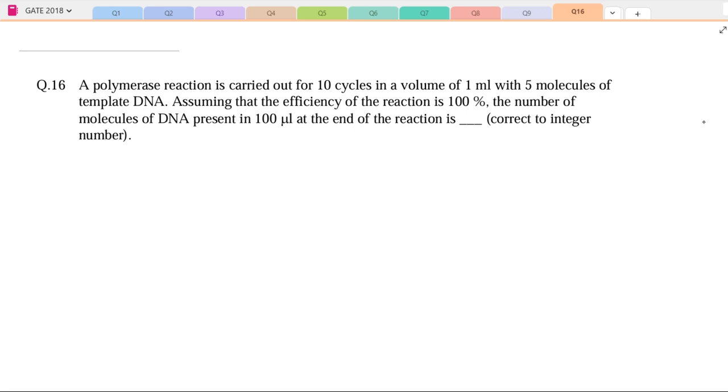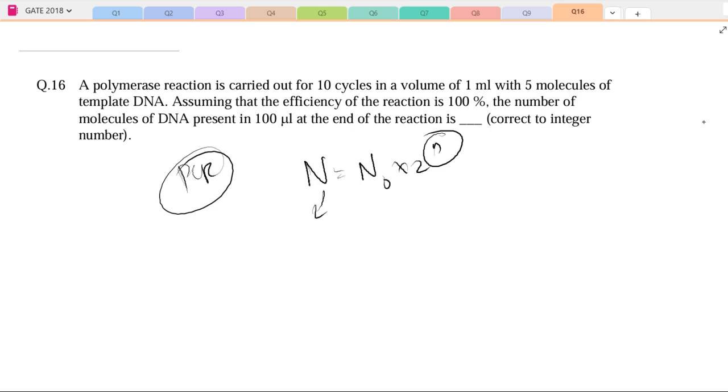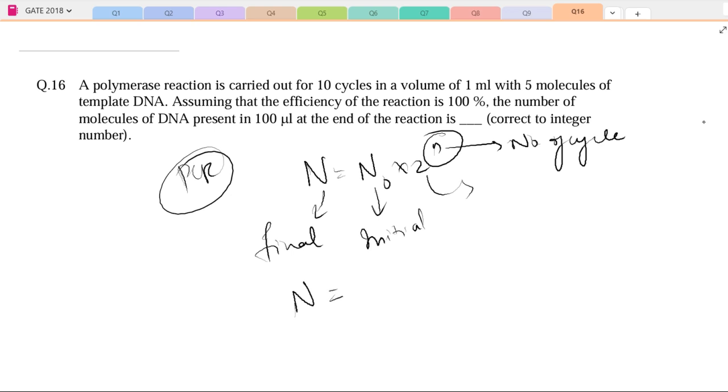So this is a very simple question with the basic formula for PCR that you can use, and that is N equal to N naught into 2 power n, where N is the number of DNA molecules at the end of this n cycle. So n is the number of cycles. Here it is 10, and for every cycle there is doubling of the DNA template. N naught is the initial number of DNA molecules, and N is the final one. So just substituting all of these, N is equal to N naught, which is 5 molecules of DNA, into 2 power 10, which is 5 into 1024, which is 5120 molecules of DNA.